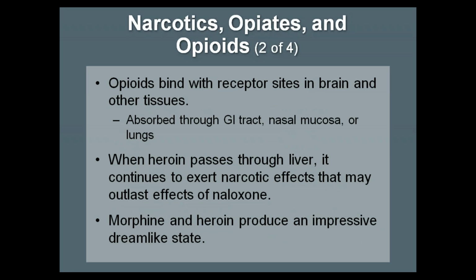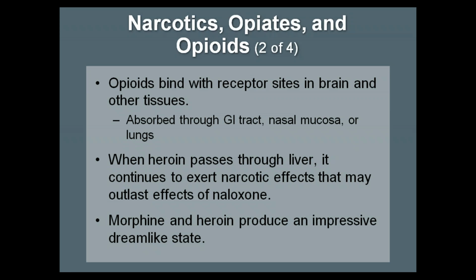That was when I was asking where the bleeding could come from. Narcotics, opiates, opioids bind with the receptor site in the brain and other tissues. So they're absorbed through the GI tract, nasal mucosa, or lungs. There's a bunch of different ways you can take them: orally, nasally, or inhalation.